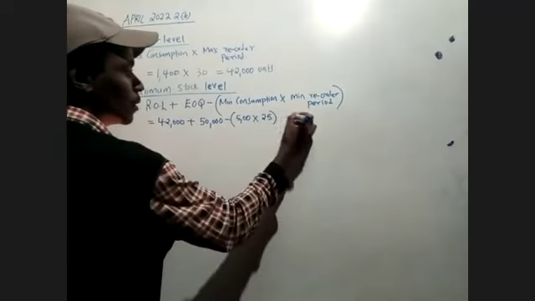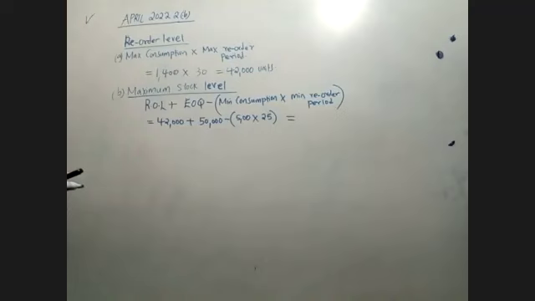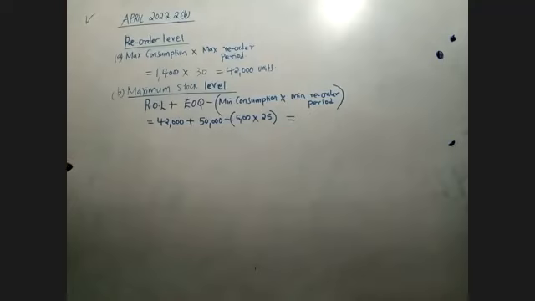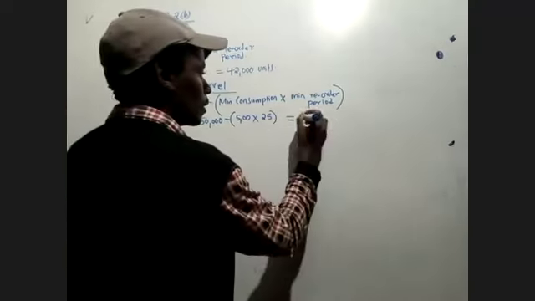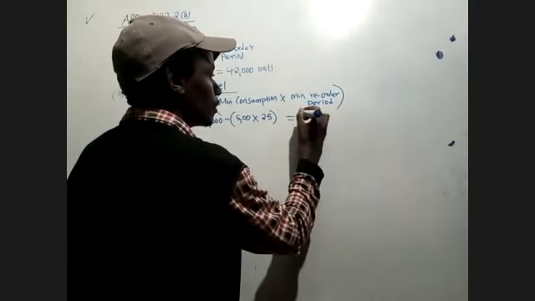So from that one, we can get our maximum stock level. So itakuwa ngapi? Let us do it. So the 42,000 plus 50,000 minus 500 times 25. This is 79,500 units.